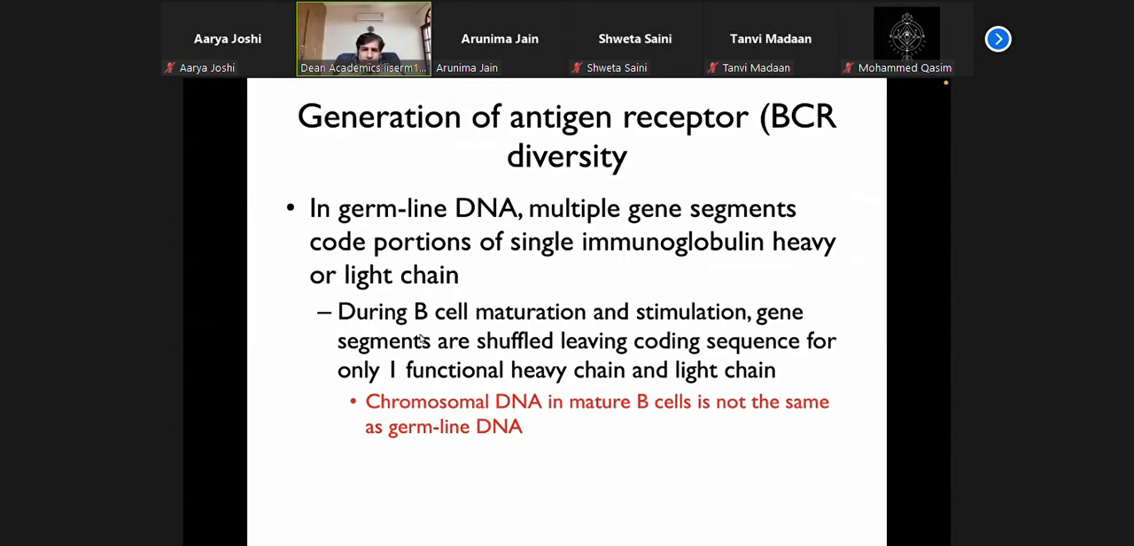There are different segments which encode for these chains, these polypeptides that you have, which are eventually assembled to generate this tetrameric structure, where you have two chains of light and two of heavy, and then basically these antibodies are displayed on the surface, and once cells are activated, they are released or secreted out, and you can find them in extracellular spaces. Essentially during B cell maturation and stimulation, in gene rearrangement, the gene segments are shuffled. This is basically shuffling of these different segments that you have in variable regions. And because of this shuffling process, you end up getting a coding sequence for the variable region of both heavy and light chains.